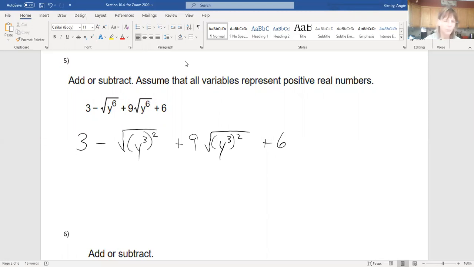I'm not saying my way's better, but since I went this route, I'm gonna go ahead and stick with it. The 2 matches my index, so y cubed. And then you have 3 plus 6 is 9. And then you have borrow $1 and deposit $9, so you have $8.